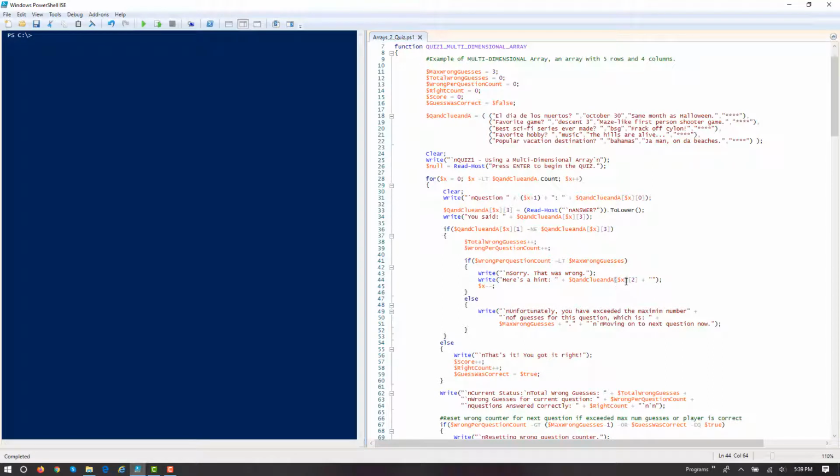And notice the index subscript value. So again, this is the first iteration, so x would have a value of 0. And column 2, so it goes 0, 1, 2. So this third column here, indexed with a subscript value of 2, that's going to be a clue or a hint for that question. So we drop them a hint.